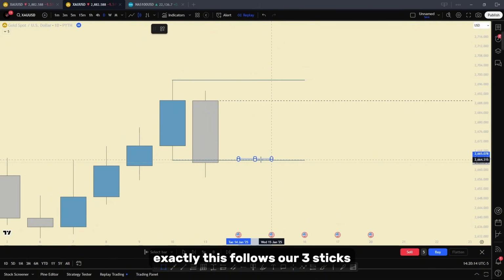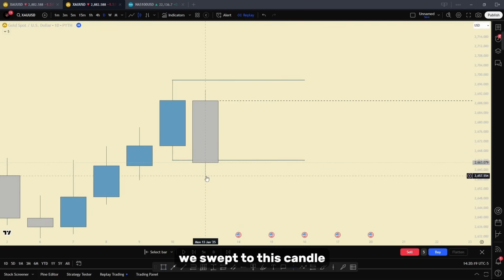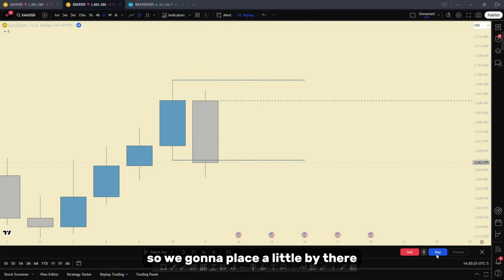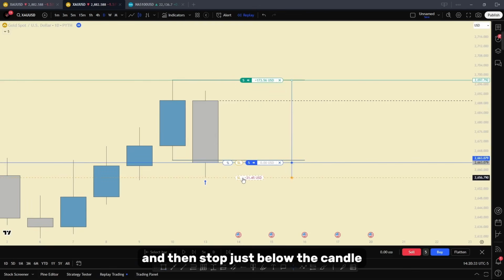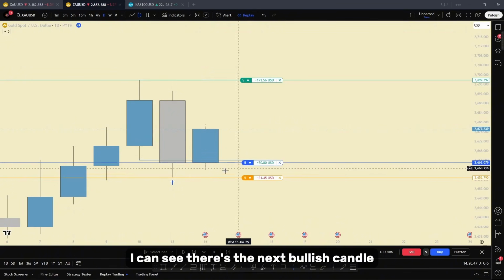Exactly. This follows our 3-stick CRT on our day time frame. We swept with this candle, and now we want to see the next candle be bullish. So we're going to place a little buy there and then stop just below. However, with this, I'm just doing this for educational purposes. You guys are going to go into lower time frame to actually find the exact area to enter. As you can see, there's the next bullish candle.